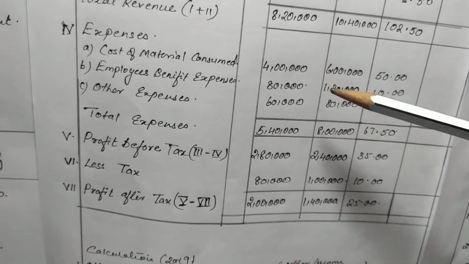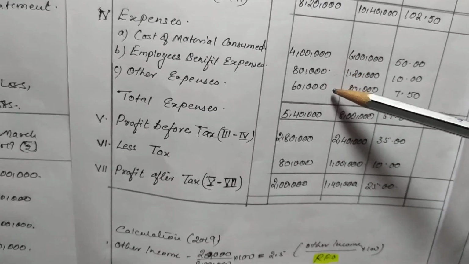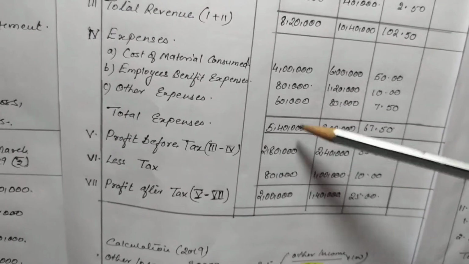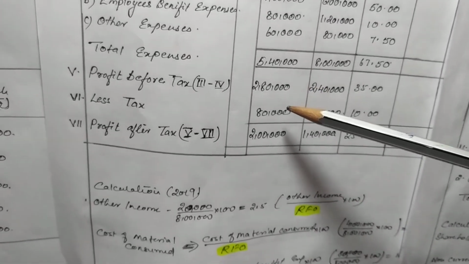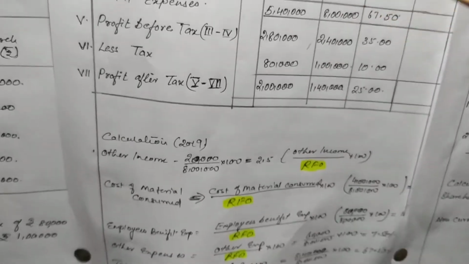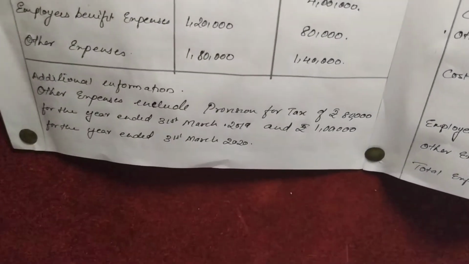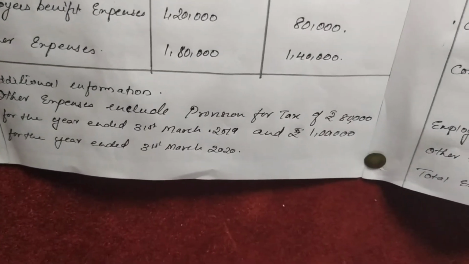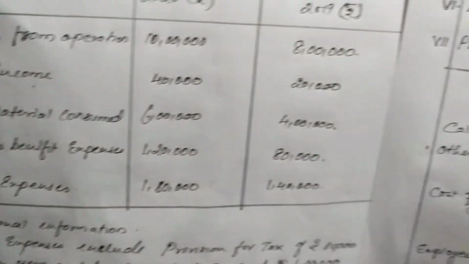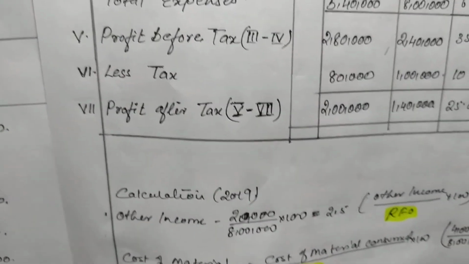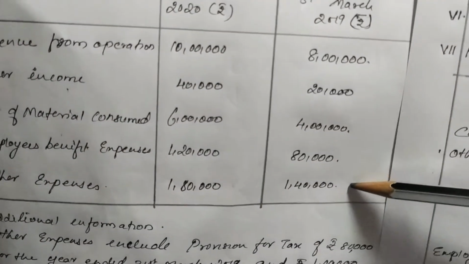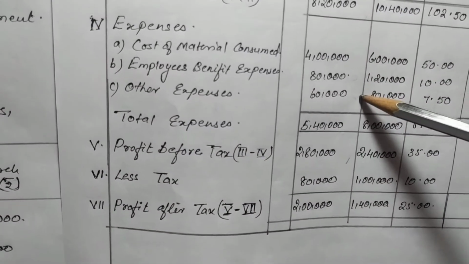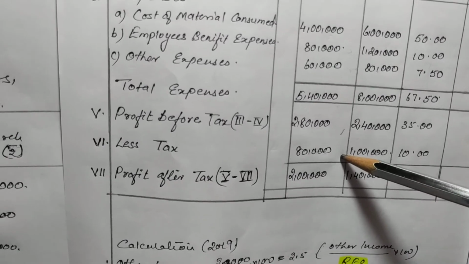We had found out here 4 lakh plus 80,000 plus 60,000, 5 lakh 40,000. So from this 8 lakh 20,000 we deducted 5 lakh 40,000. We got a profit of 2 lakh 80,000. In your additional information it was given that there is a provision for tax. So this 1 lakh 40,000, how did we split it here? 60,000 we wrote in the other expenses and 80,000 we wrote in the tax.